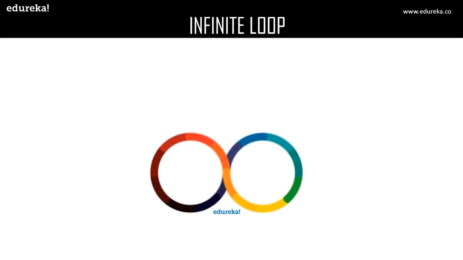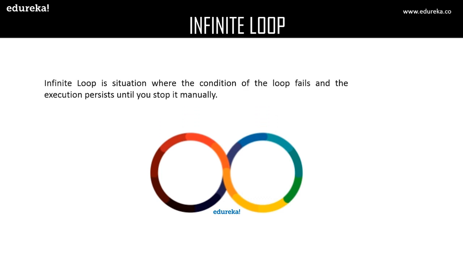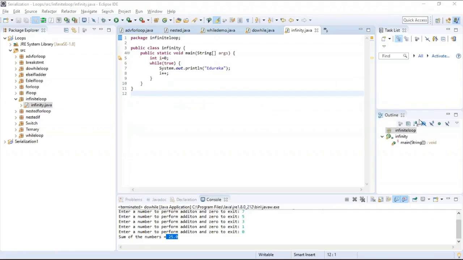Now with this, let us enter into the infinite loop. The infinite loop is not actually a practically designed loop. Instead, it is a situation where a condition of the loop fails and the execution persists until you stop it manually. Let us try to execute a program to understand infinite loop in a much better way.